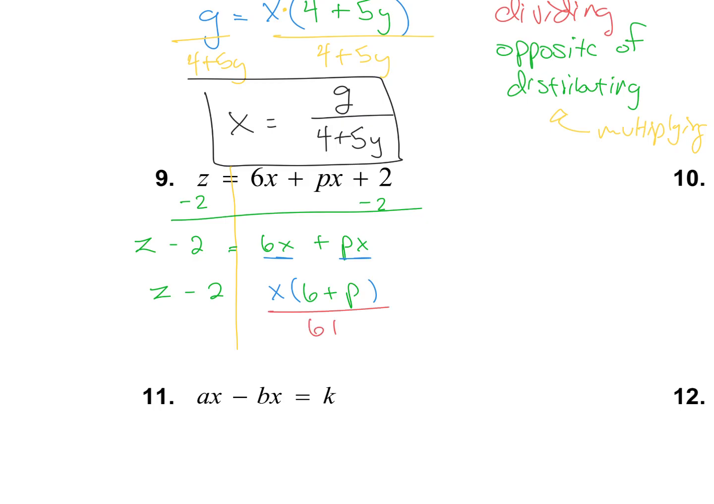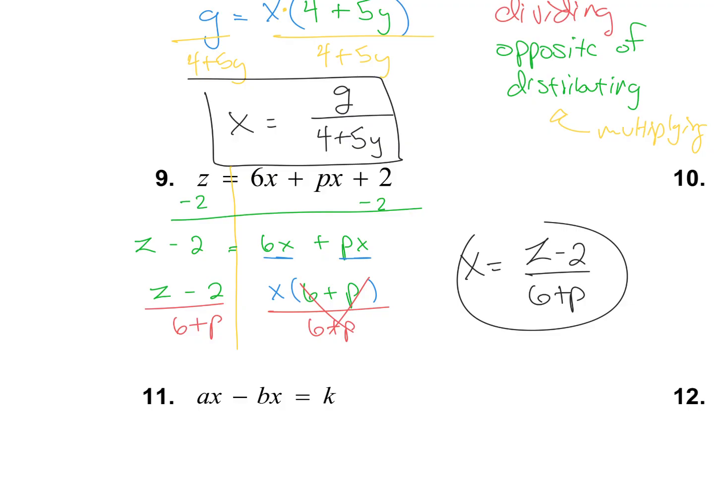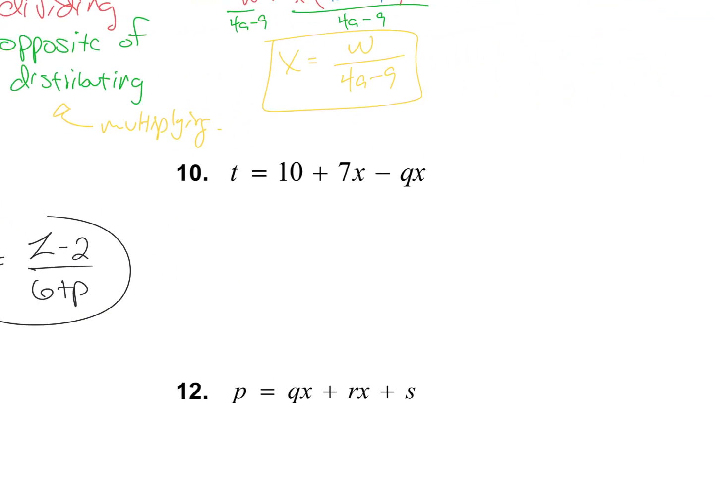Now we're going to divide by 6 plus p. 6 plus p. That cancels the whole thing. And our answer is just x equals z minus 2 over 6 plus p. Maybe that's a little simpler than you thought it was going to be. And no, we don't have to reduce or try and simplify any further, because z is being divided by this whole thing. Negative 2 is being divided by this whole thing. And none of that simplifies.